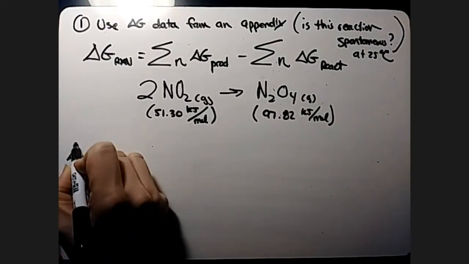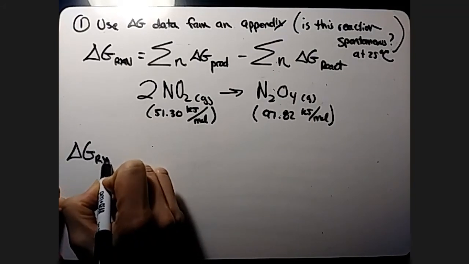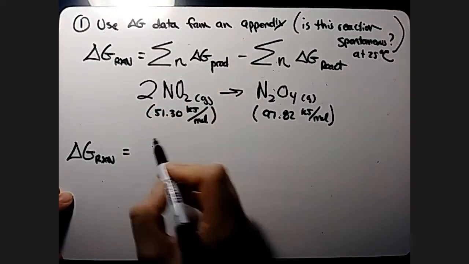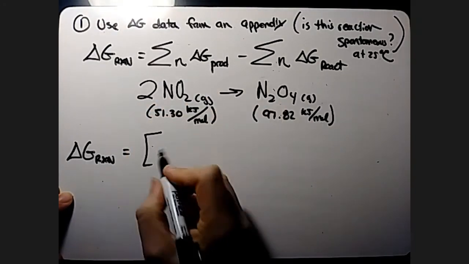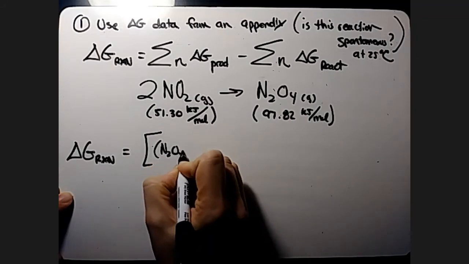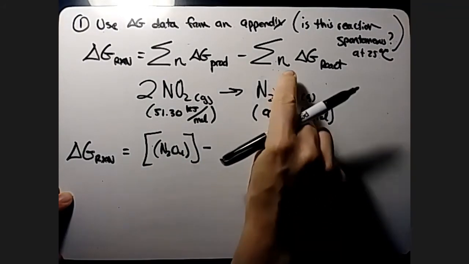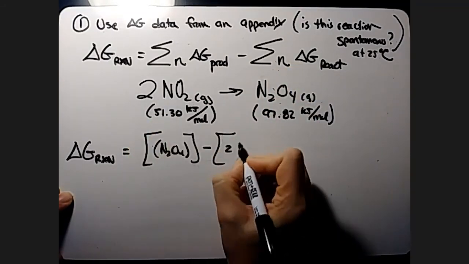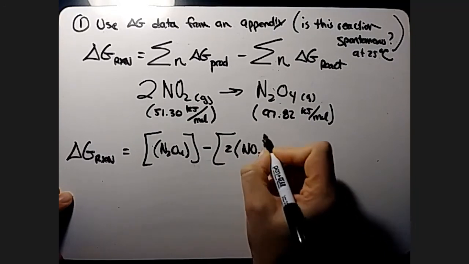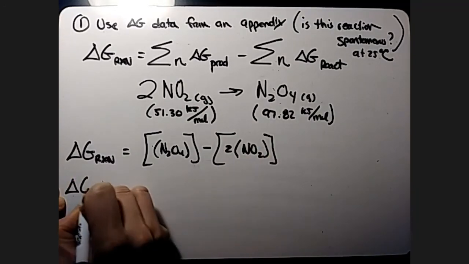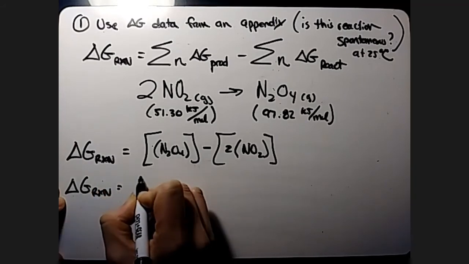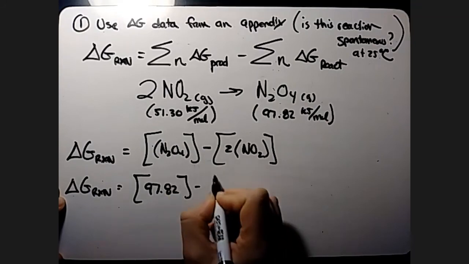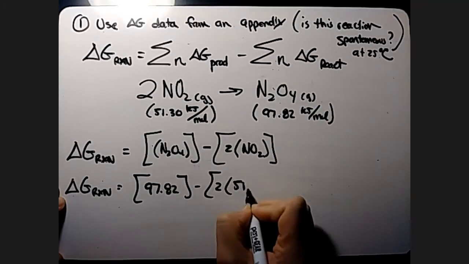So as we go to set up our calculation, delta G reaction is going to equal the sum of the moles of the G of the product, well, for us, that's just N2O4, minus the sum of the moles of the G of the reactant, and that would be 2 times our value for NO2. So now it's just a matter of plug and chug. Our value here would be 97.82 minus 2 times 51.30.